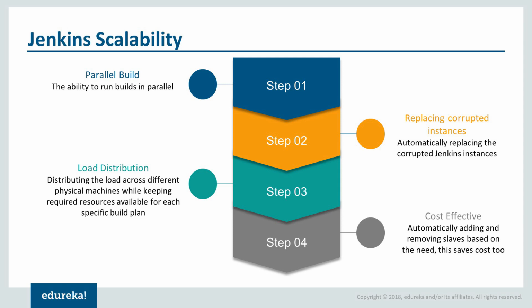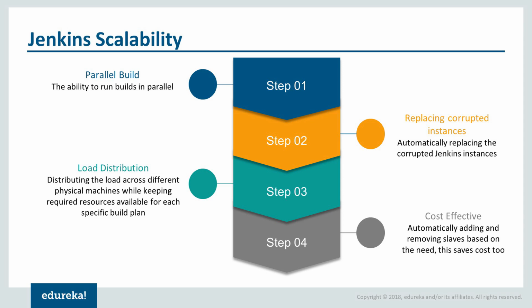So any Jenkins server, you can probably have maybe 8 gigs or 16 gigs or 32 gigs of memory, and then you can have maybe n number of compute capacity. However, there will always be a limit on a single machine. So if you want to have more loads working simultaneously, then it's a very good way to increase your scalability on Jenkins and having more jobs running in parallel. So distributing the load across different physical machines while keeping required resources available for each specific build plan. That's one of the major benefits of having Jenkins build slaves.